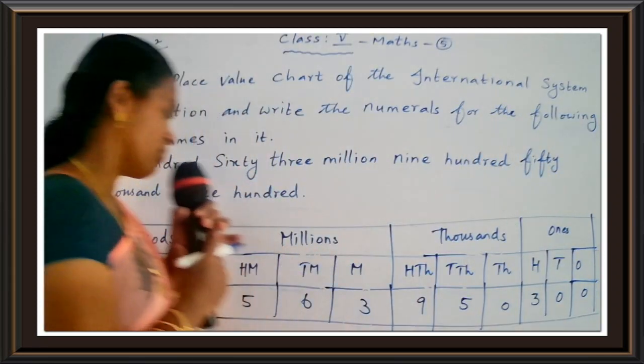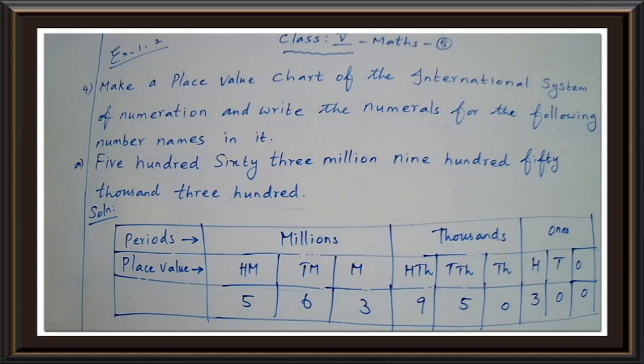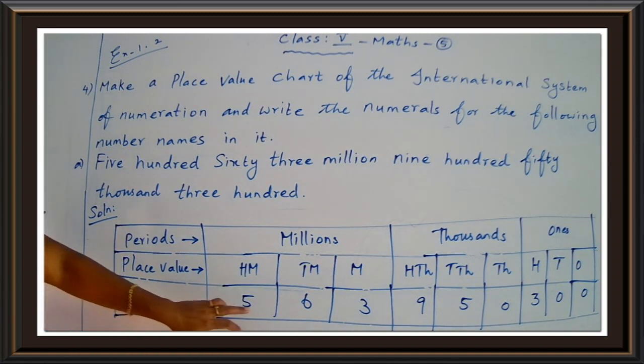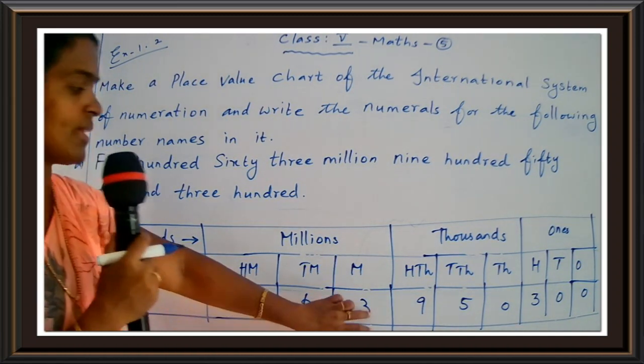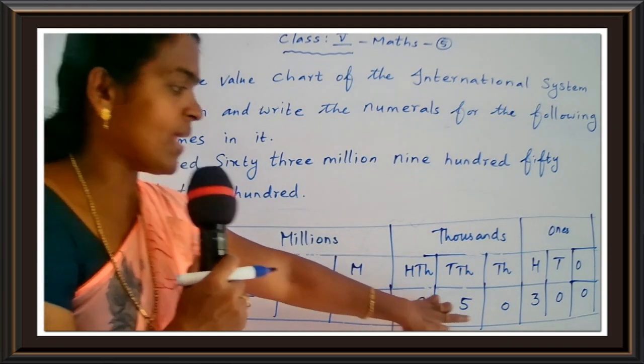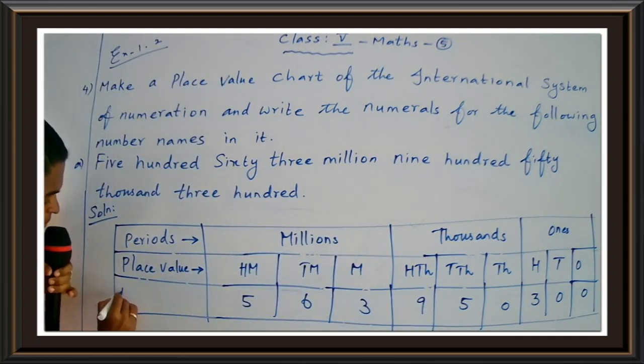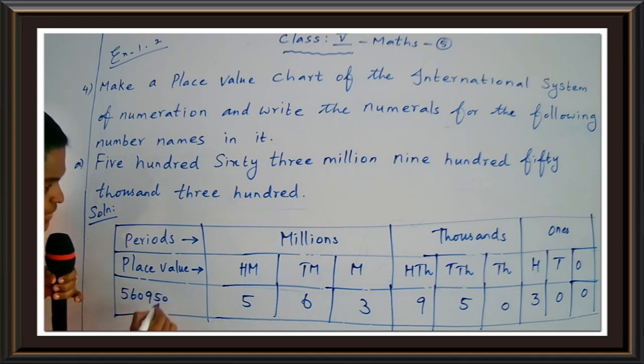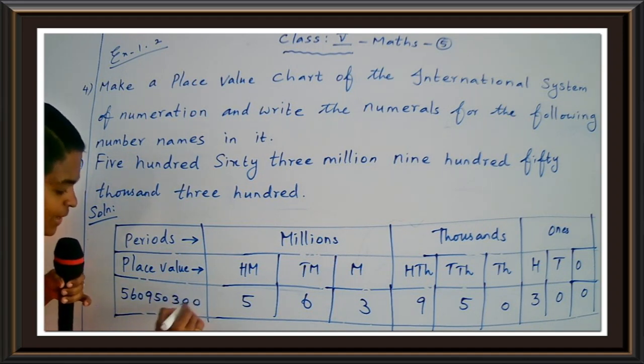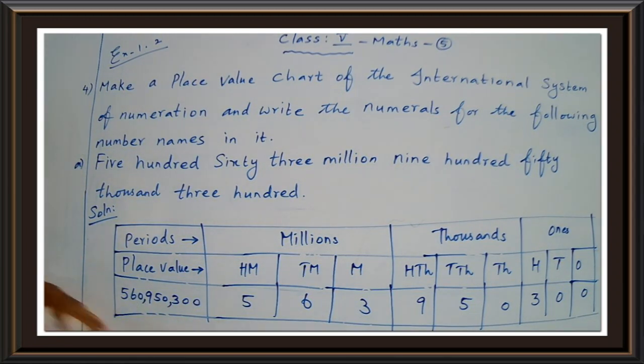So your number is 563 million 950,300. Listen carefully. Your question is 563 million 950,300. So you write the number here. Now you mark the periods. Okay children, are you clear? Do you understand?